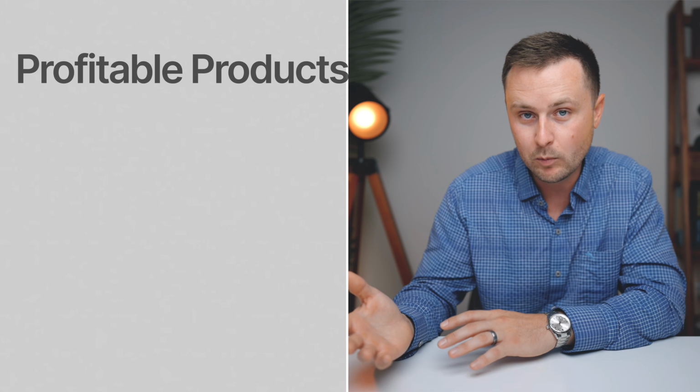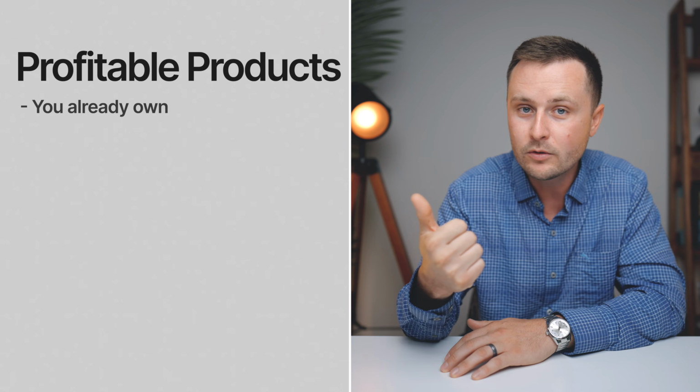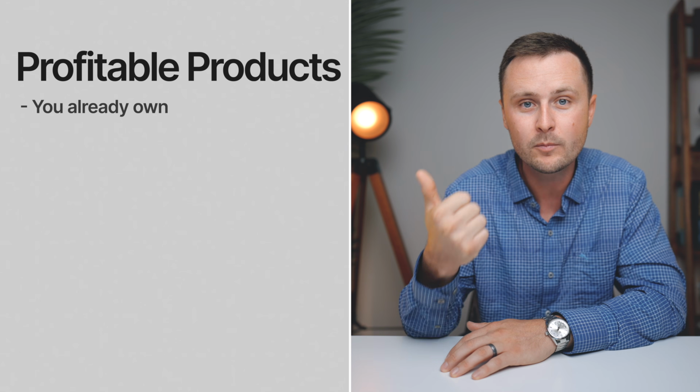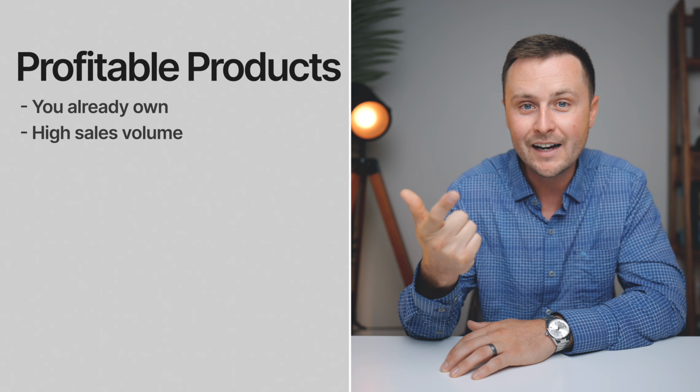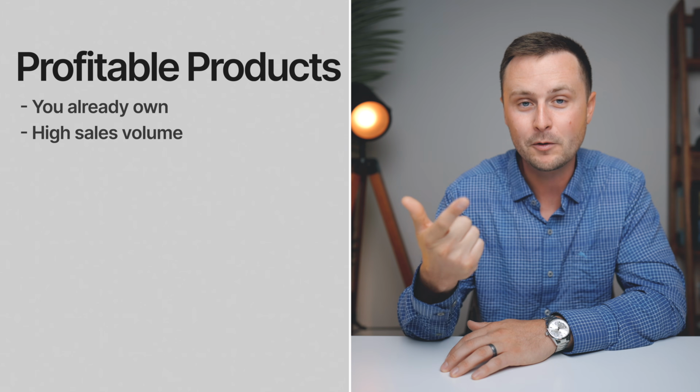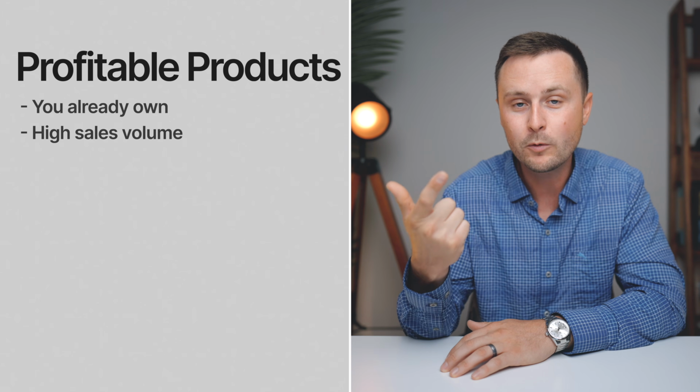Now, ideally, what we want to find is products that we already own, so we don't have to spend any money to acquire them. We already have them in our house. We've purchased them before. Secondly, we want that product to be selling a lot. A lot of people are purchasing this product every month. That means that there is a lot more opportunity for us to make commissions.